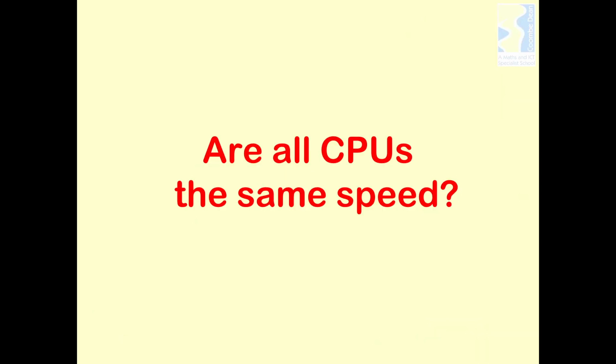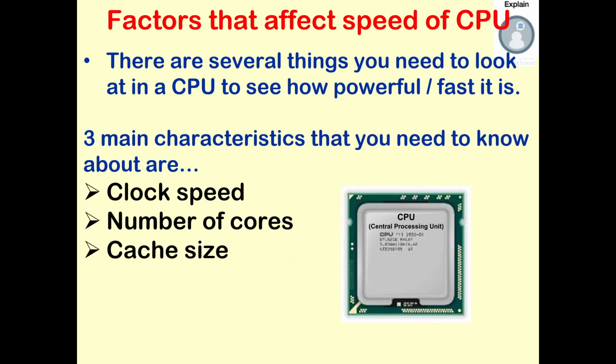So now we know about the CPU. The last thing to think about is, are all CPUs the same speed? Well, the clear answer is no, they are not the same speed. There are 3 main factors that affect the speed of a CPU: the clock speed, the number of cores, and the cache size. You need to be able to identify those 3, and you may also need to explain how they affect the speed of the CPU in the exam.